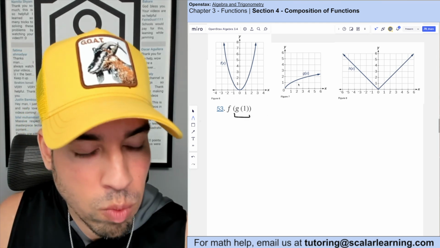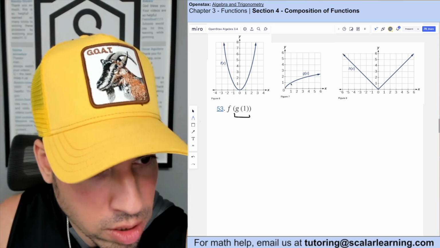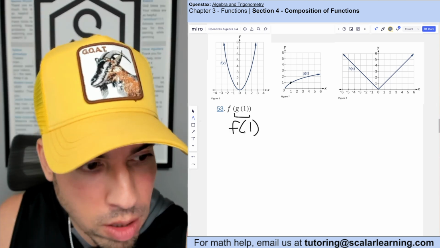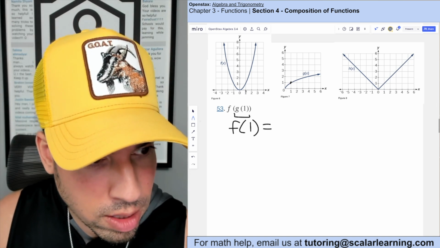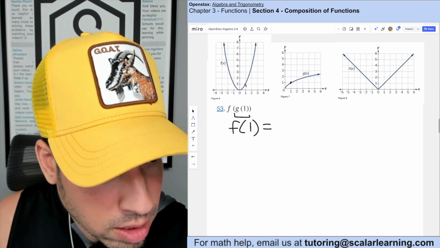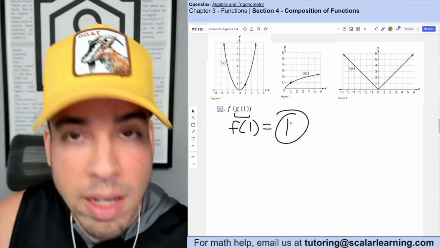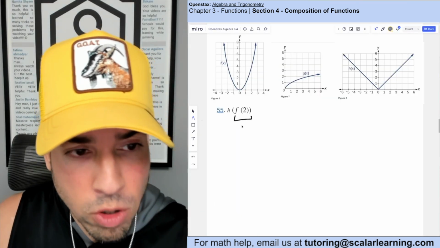So for this one, we're starting on the inside. What is g of 1? What is the value of g when x equals 1? Here's x at 1. The function value is 1. So now we're taking f of 1. What is the function value of f when x equals 1? Here's 1 on the f function, and here's the coordinate, 1, 1. So 1 is our final answer. Done.